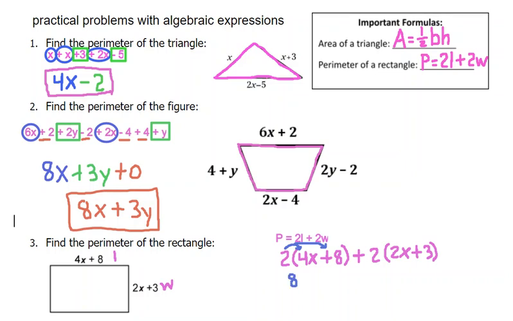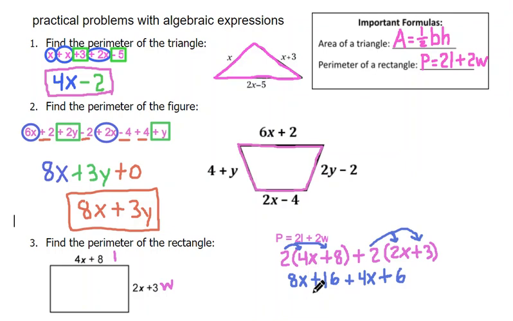2 times 4x would give me 8x. 2 times 8 will give me 16. And now I have another group of parentheses here, so I have to use distributive property to get rid of them. So I'm going to take that 2 and give it to both things on the inside. 2 times 2x would give me 4x, and it's a positive, so I'm going to put a plus, so plus 4x. And 2 times 3 gives me 6, so plus 6.